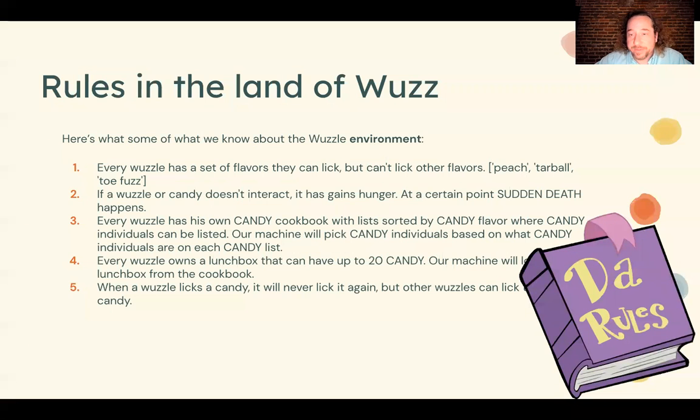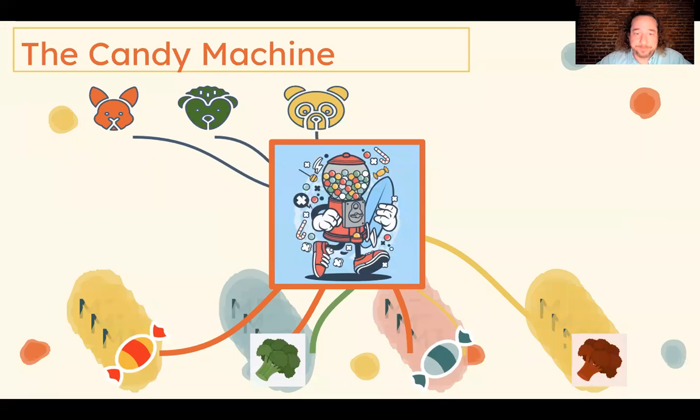There are lots of other rules in the simulation. You're welcome to read these in the slides later on or check them out in the repo. They're not super important for the talk, but take a look at them in the repo. So our candy machine sits between the Wuzzles and the candies, and it tries to figure out what the appropriate candy is for what Wuzzle, given that Wuzzle's particular mode.